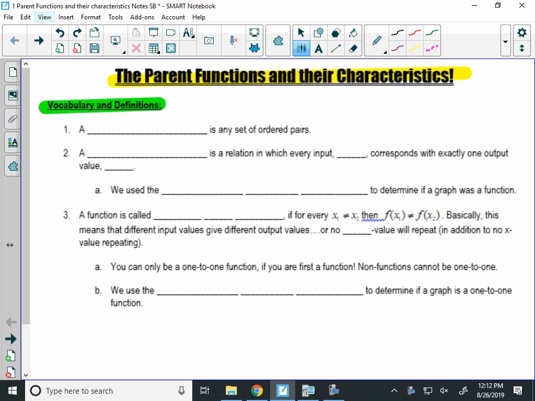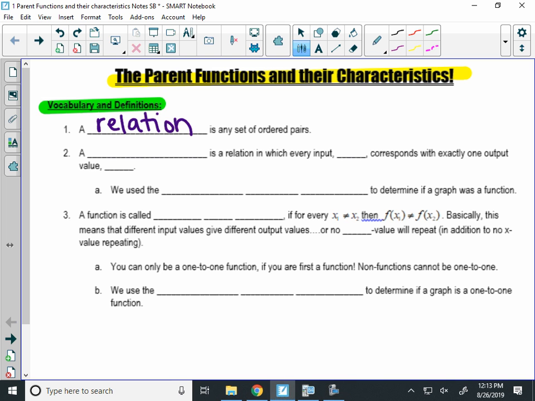A relation is any set of ordered pairs. So relation sounds like relationship. An ordered pair has an x and a y. Those x and y variables have a relationship together. So a lot of things in math are relations. Things are related. I'm using that word a lot, aren't I?